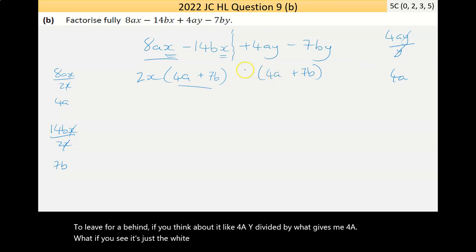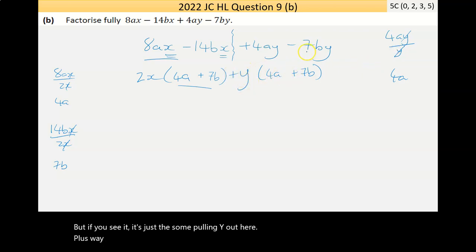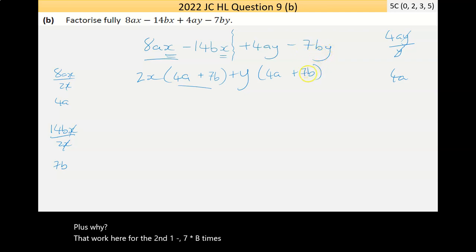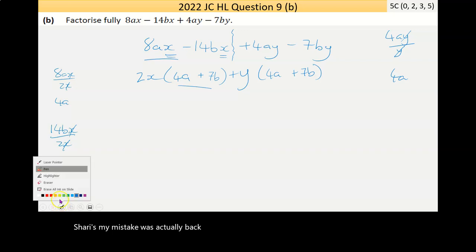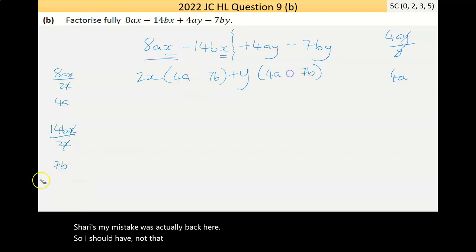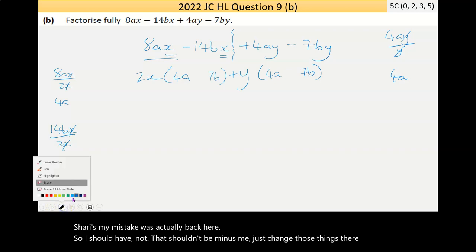Okay, so I'm pulling y out here, now plus y. Would that work here for the second one? Minus 7 times b times y divided by y would give me 7b. Now it looks like there's a mistake there. Actually, I realized my mistake was back here. So that shouldn't be minus. Let me just change those things there. I was using blue.